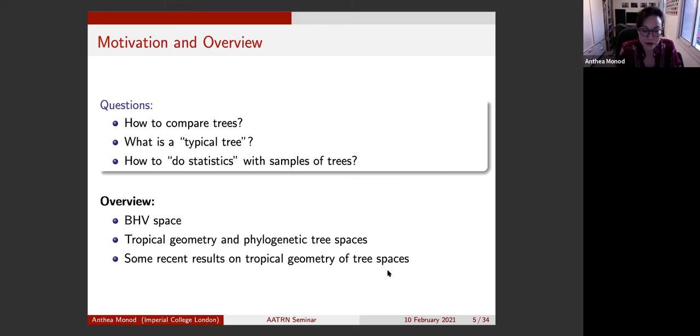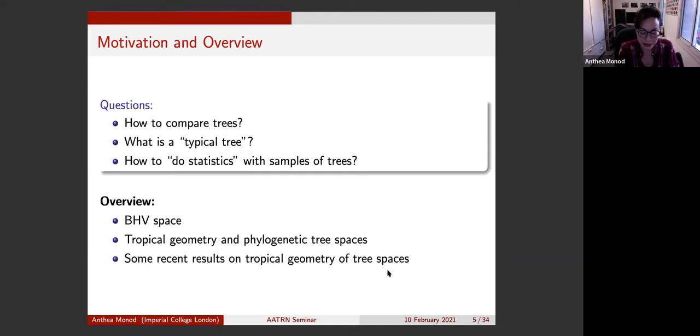And then how do you do statistics with samples of trees more generally, right? Coming from the method of constructing one tree here, what we have is lots of trees coming out, right? We have a sample of trees, and we would like to be able to do statistics with these. So the overview of the talk is I'm going to talk about the space, which is the setting, BHV space, which is the classical space by now for doing analysis for sets of trees. And then I'm going to talk about tropical geometry and phylogenetic tree spaces. This is also something that's newer than BHV space, and kind of more abstract.